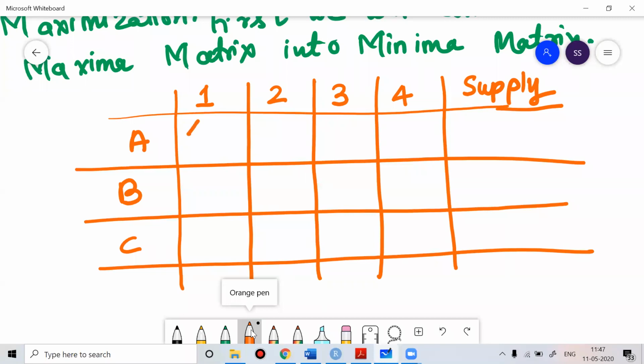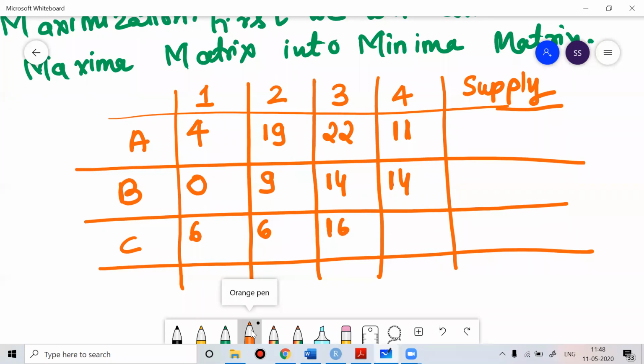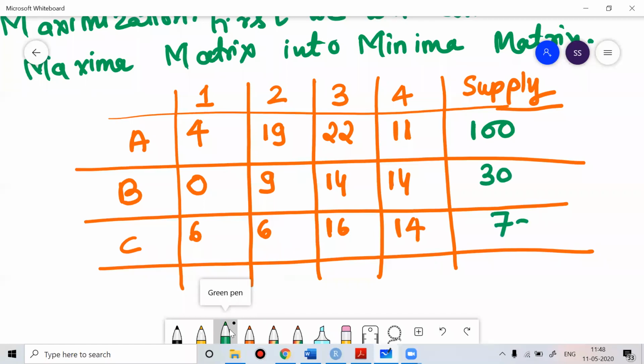So 44 minus 40 is 4. Then 44 minus 25 is 19. 44 minus 22 is 22. 44 minus 33 is 11. 44 minus 44 is 0. 44 minus 35 is 9. 44 minus 30 is 14. 44 minus 30 is 14. 44 minus 38 is 6. 44 minus 38 is 6. 44 minus 28 is 16. 44 minus 30 is 14. And your supply value is 100, 30, then 70.